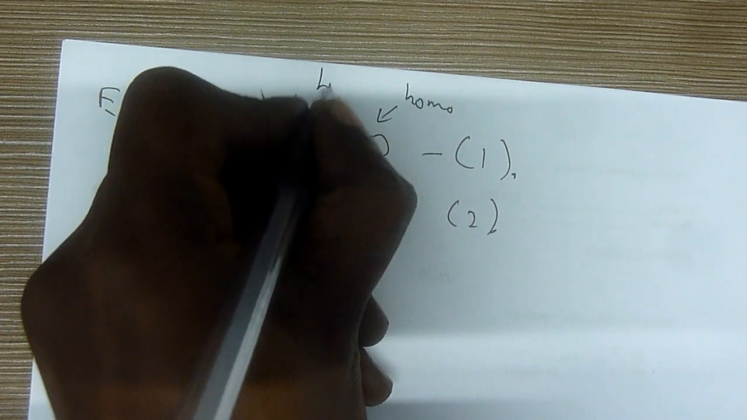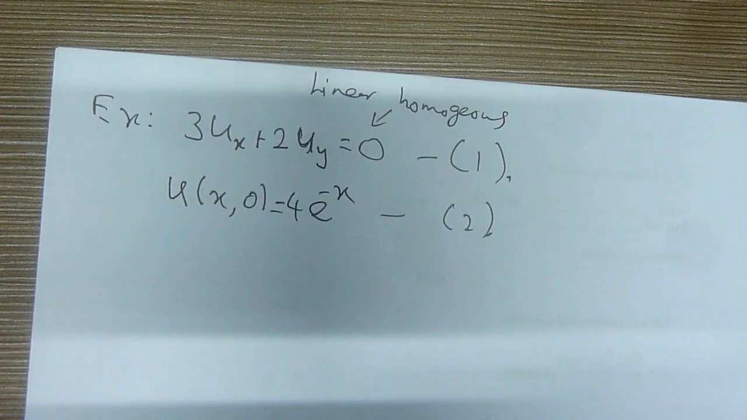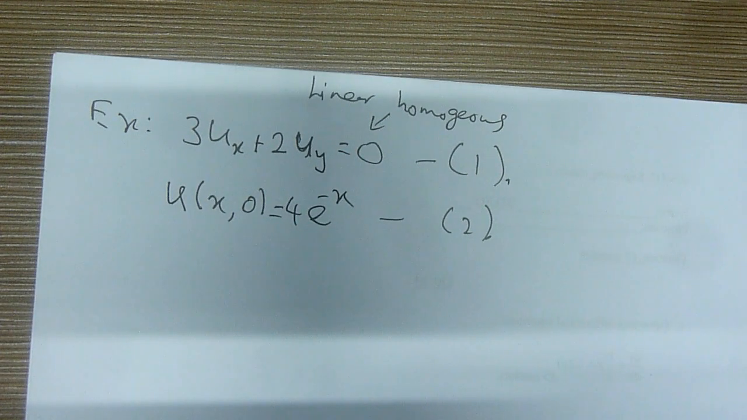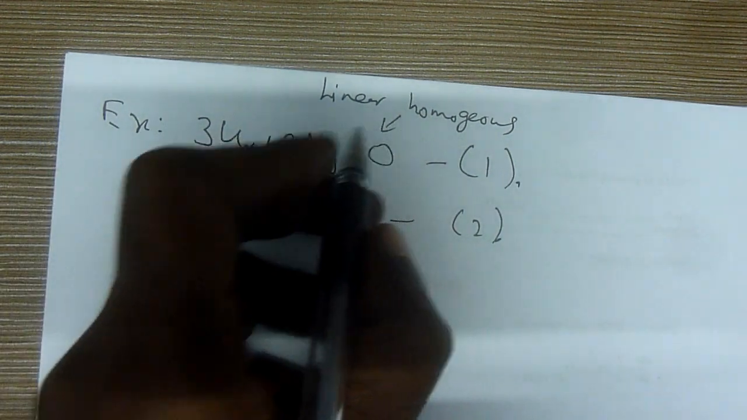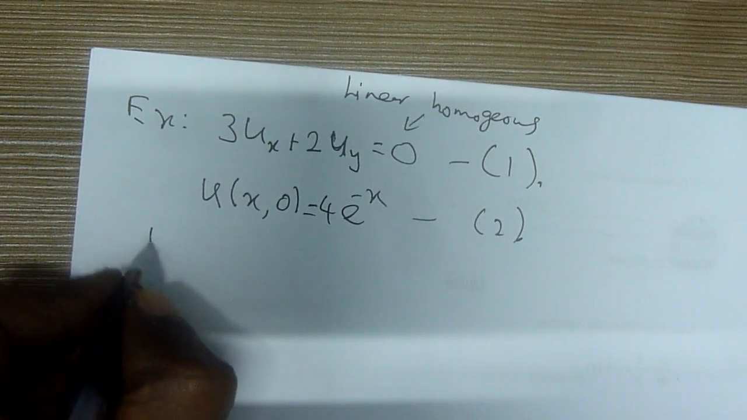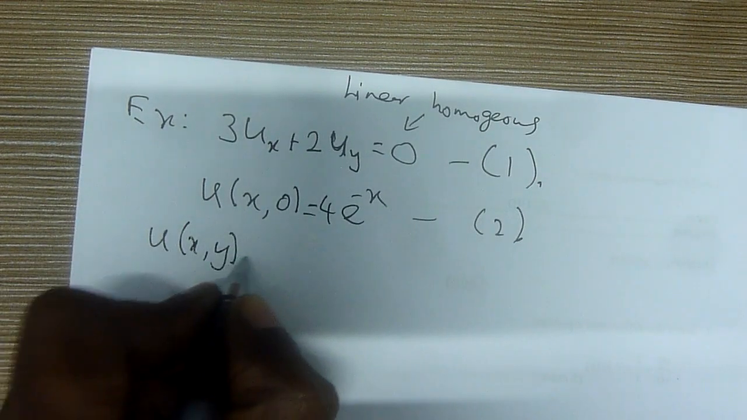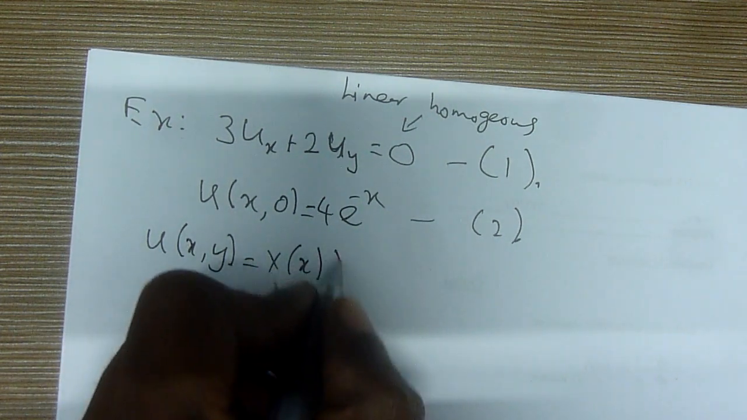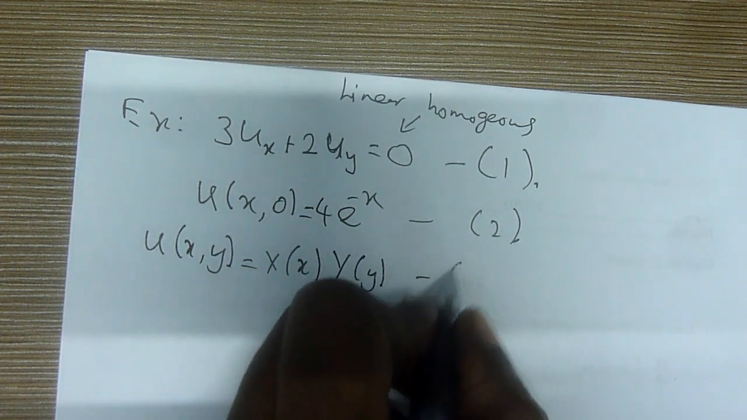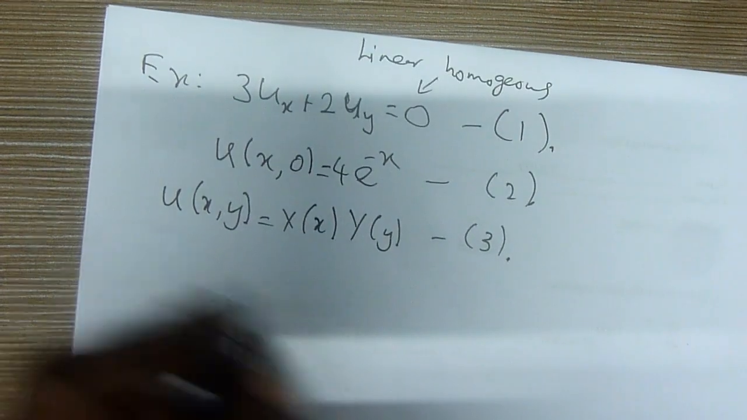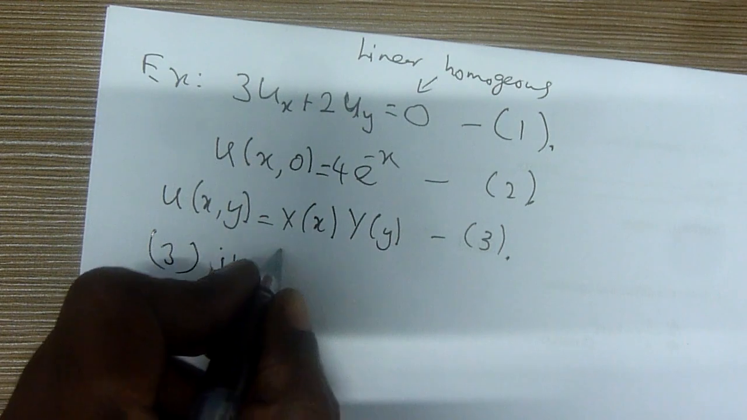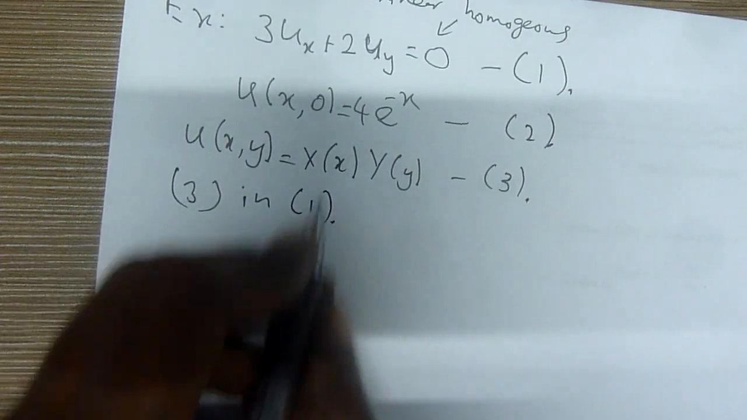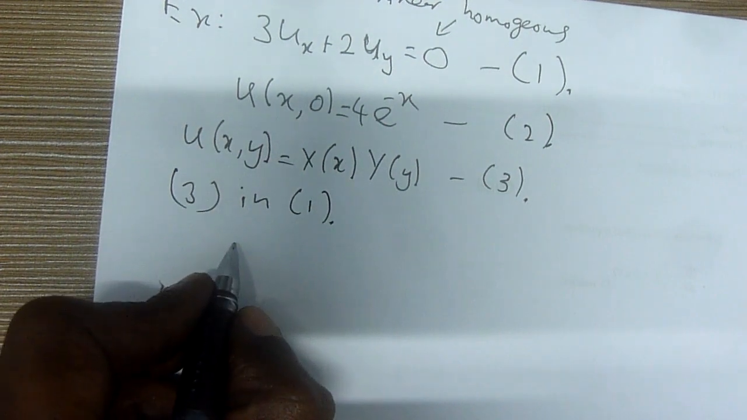Since we know this is a linear homogeneous equation, I can use the separation method to solve. You follow me, then later I'll ask one question again and you will know why I am asking this: linear homogeneous or not. Immediately I know I can use the separation method here. u = X(x)Y(y), then this is number 3. I place that in number 1.